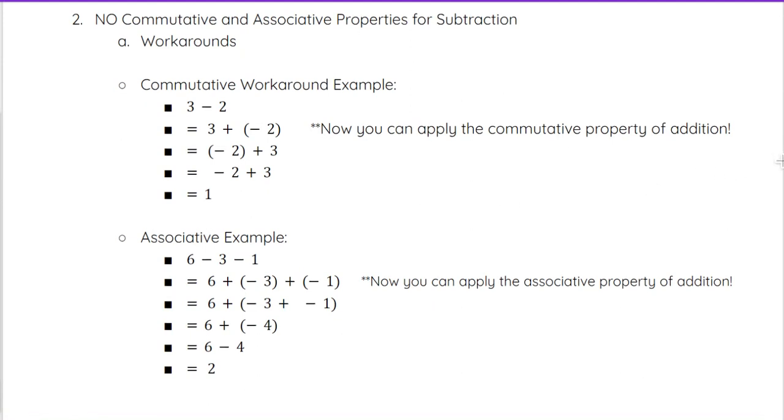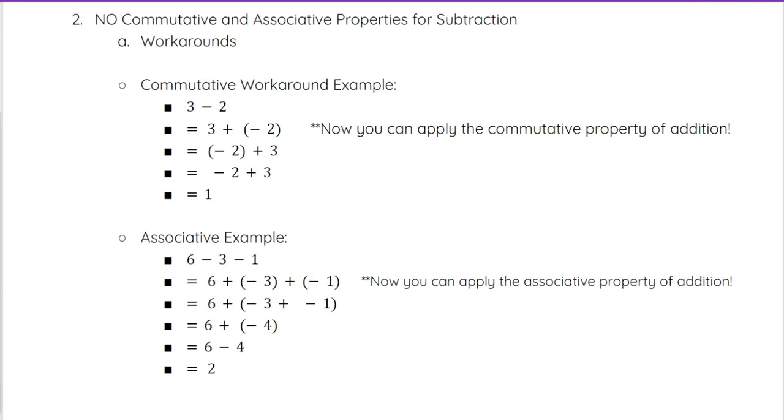So with the associative example, again, we can change the 6 minus 3 minus 1 into addition. So 6 plus negative 3 plus negative 1, so that we can group together different orders of numbers. So for example, we can do negative 3 plus negative 1 first, and then we were able to use that associative property by grouping those together and then simplifying from there. So 6 plus negative 4 turned into 6 minus 4, which was 2.